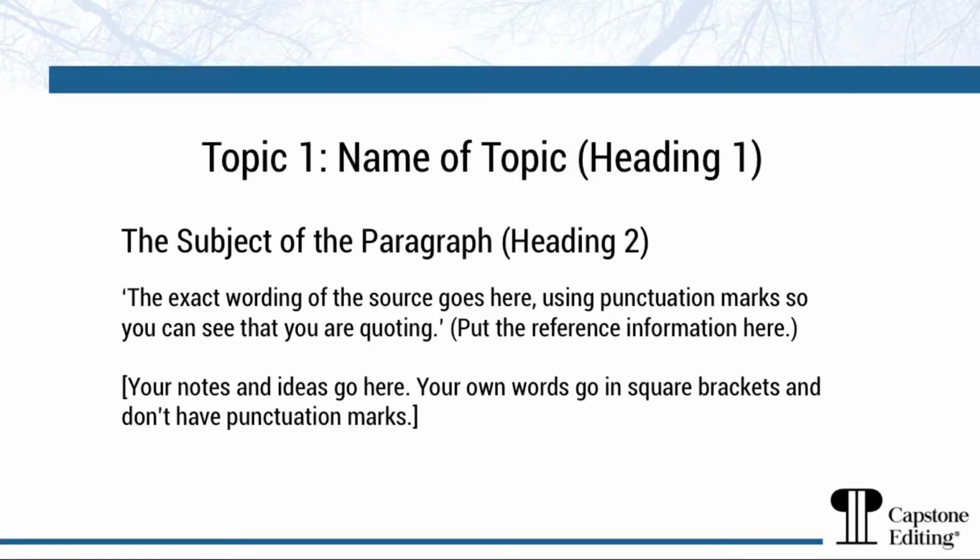This is an example of an entry in a research document. So you can see that the main topic from the essay plan has been turned into a heading 1. Underneath that, you give a heading 2 to the subject of the notes you're going to include in that subsection. You should record both direct quotations from the sources you read and your own notes in your own words, but you must make it clear which is which.